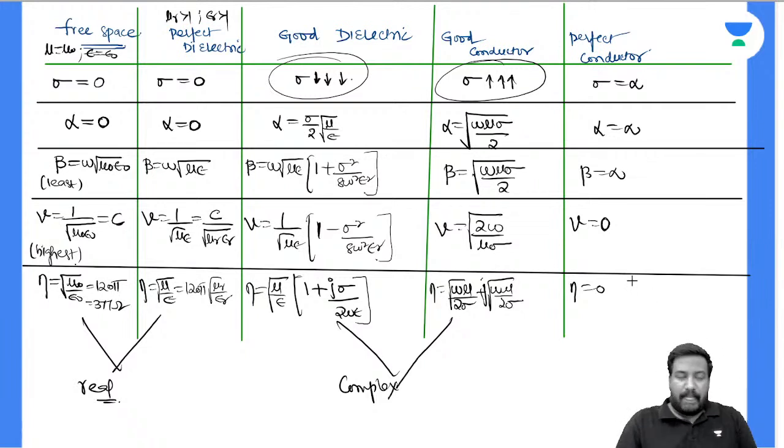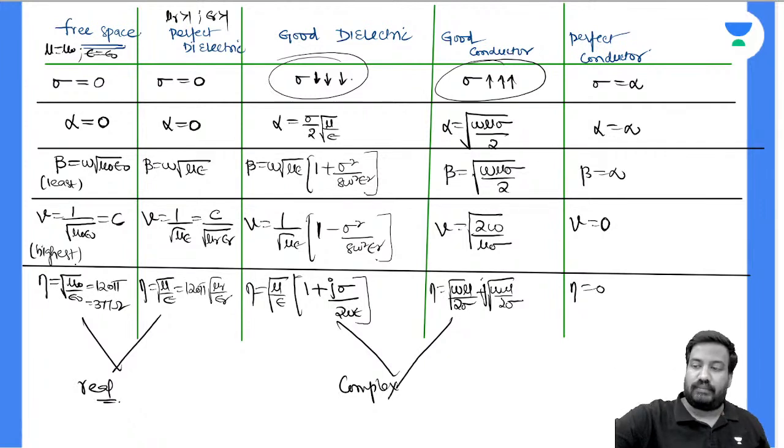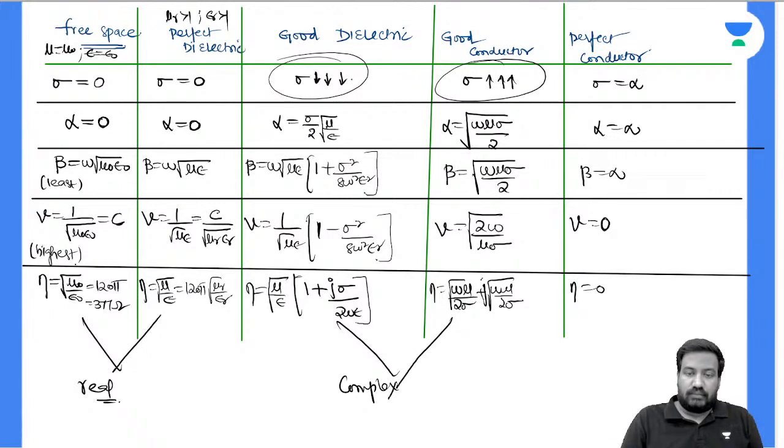Clear? This table is very, very important. Got it, everyone? This table is very, very important here. Any doubts? Any doubts you can ask.